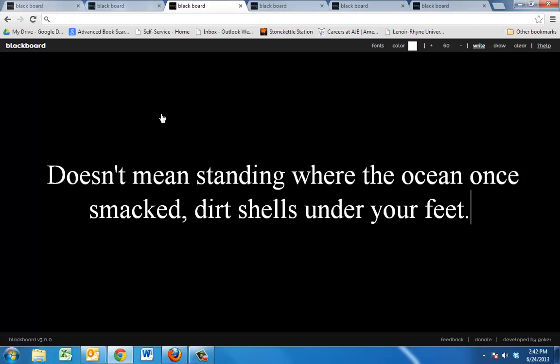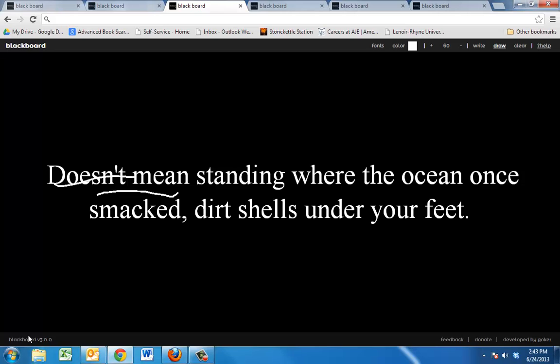Well, let's take a look at this as it relates to poetry. This is the first line from Charmaine Cadot's poem, Sea Legs. "Doesn't mean standing where the ocean once smacked dirt shells under your feet." If we look at this, we can identify the verb pretty easily. Doesn't mean. The question, though, is what is the subject?